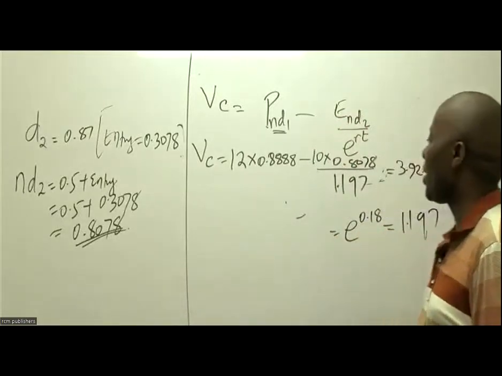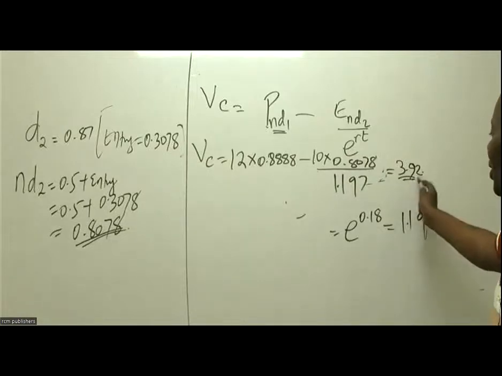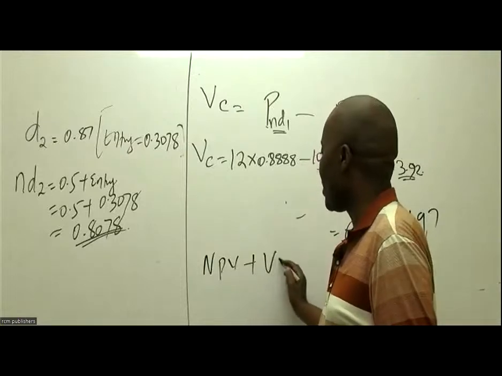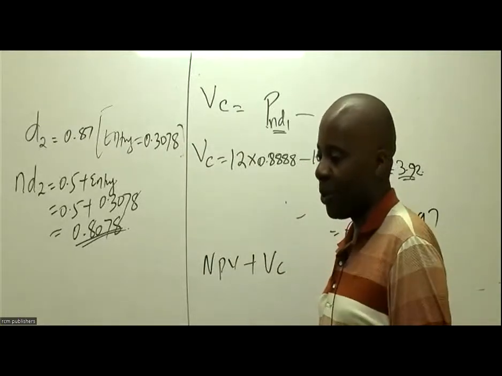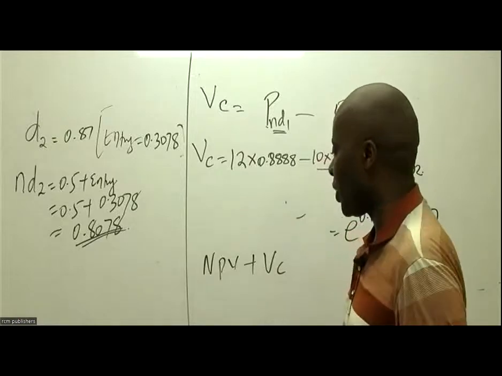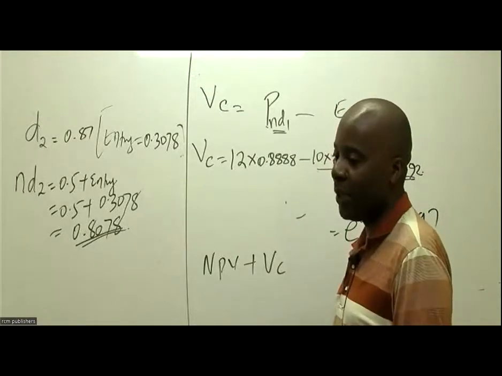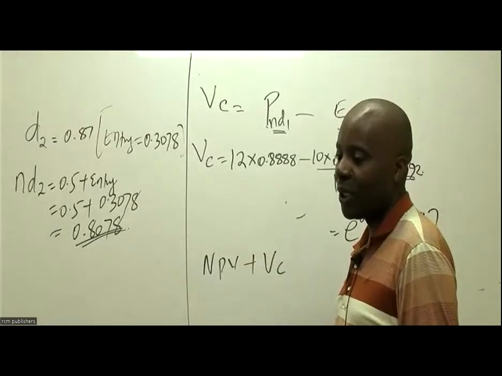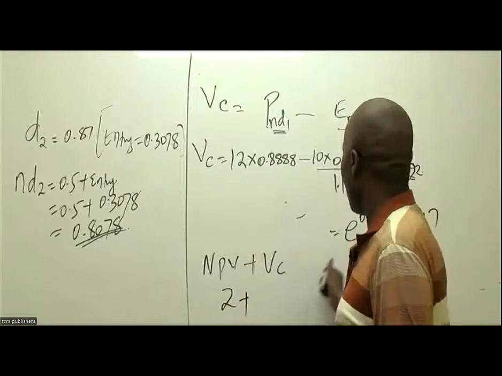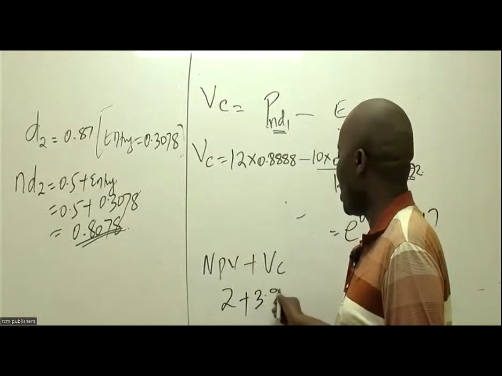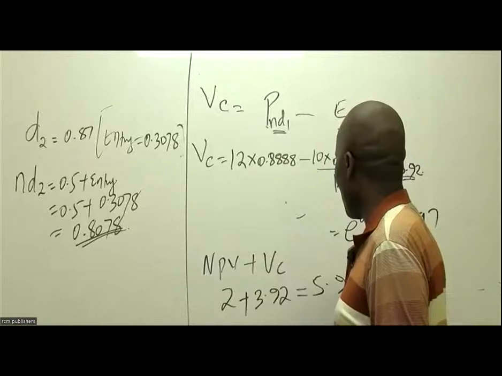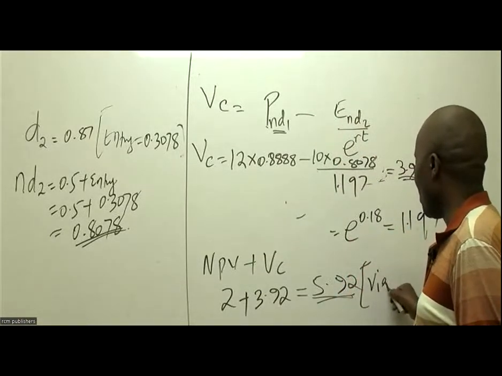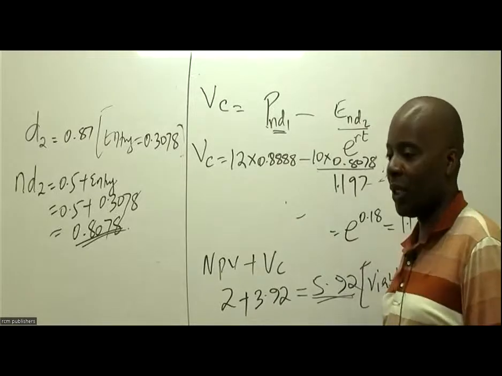So here we are. Now we have this 3.92. The last thing will be for us to give them the NPV of the project plus the value of the call. So the NPV in this project is how much? It is 2. Plus now the value of the call option, which is 3.92, which gives us 5.92. This means that the entire thing is very viable because it's adding value to the business.